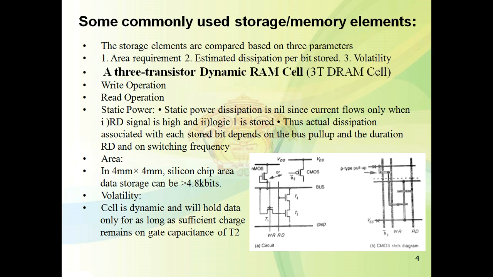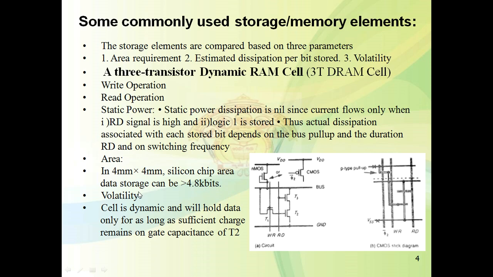So what is the area required for it? We are going to consider how much area is needed and how many bits will be stored into it, so area required or memory capacity. In case of a 4 mm by 4 mm silicon chip area, the data stored is less than 4.8 kilobits.